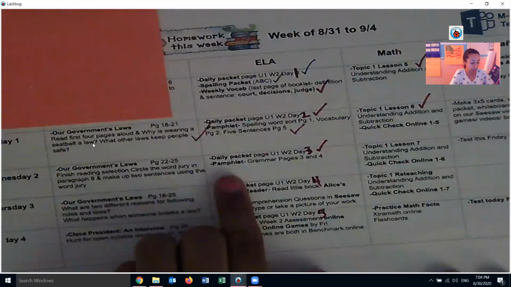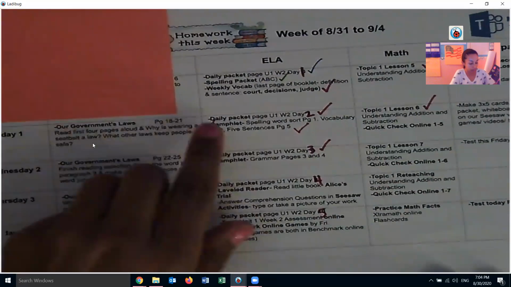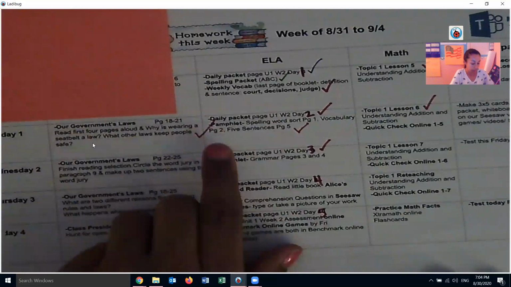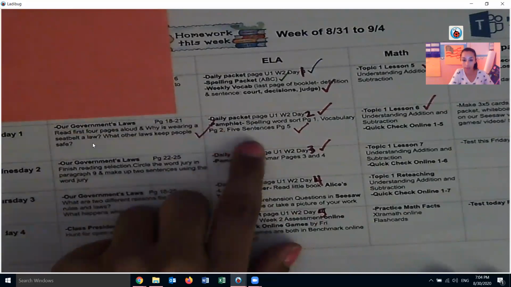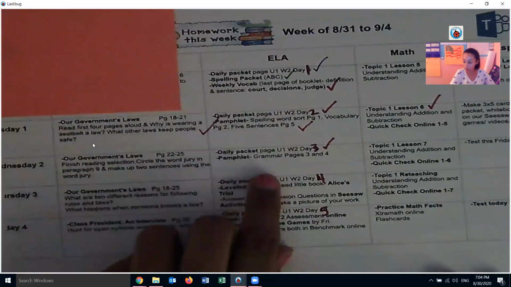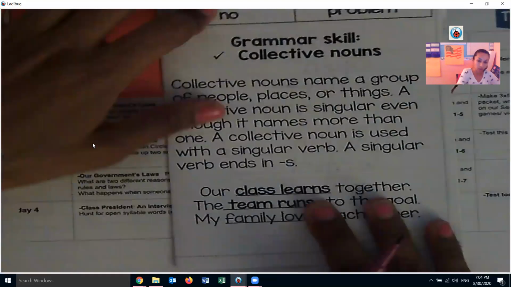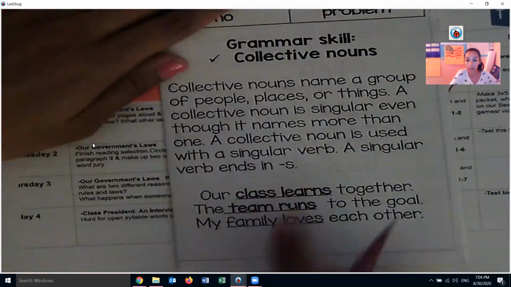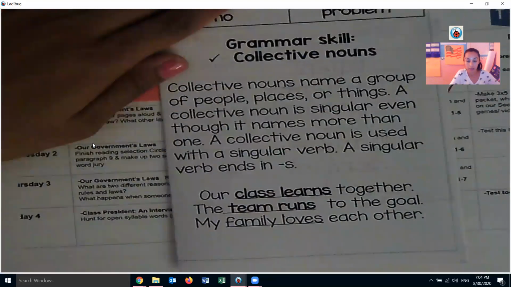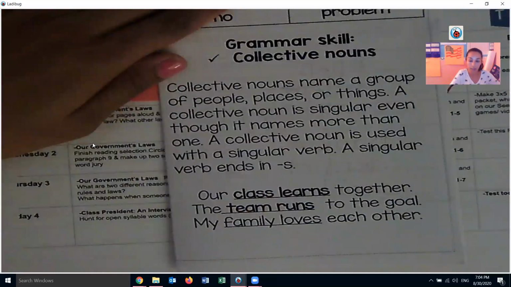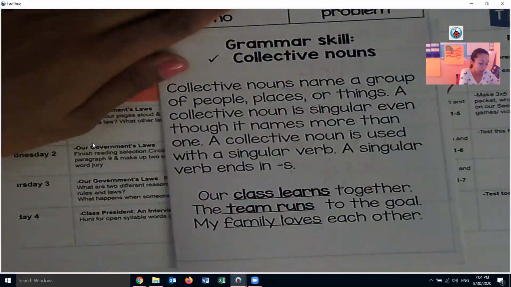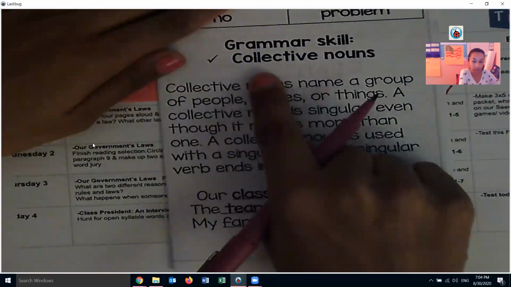So yesterday we did the spelling word sort, vocabulary, and your 5 sentences all by yourself. So now we're going into the grammar pieces. For the grammar, I always like to reread this piece on the front of your pamphlet because it describes the grammar piece. It explains it. So our grammar skill this week is collective nouns.